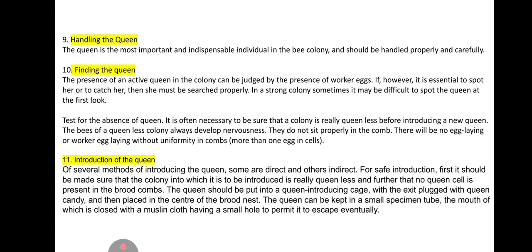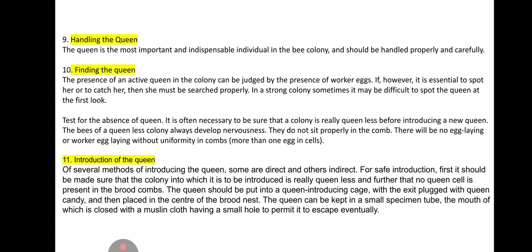Test for the absence of queen. It is often necessary to be sure that a colony is really queenless before introducing a new queen. The bees of queenless colony always develop nervousness. They do not sit properly in the comb. There will be no egg laying, or worker egg laying without uniformity in comb.